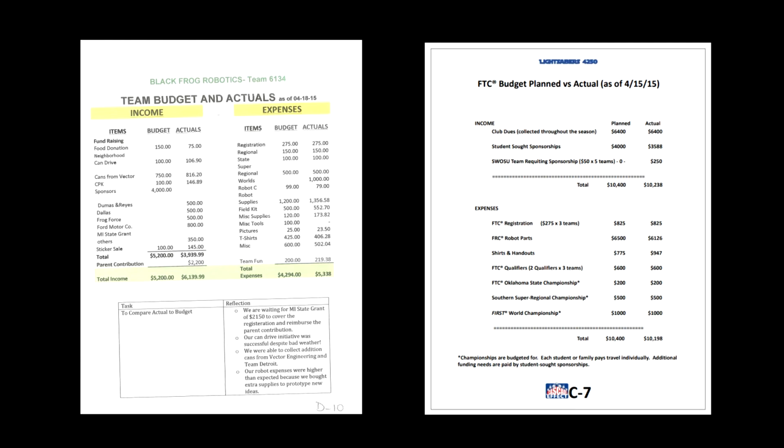To the right is a page of Team Lightsaber's budget from their business plan. Team Lightsaber's journal is one of the 4 example journals that FIRST provides. As you can see, they have the sources of income with how much they planned on receiving from each source and how much they actually got. And then they have how much they plan to spend on each different aspect of the challenge, compared to how much they actually spent. On the left is a page from Team Black Frog's budget. Their journal is another of the FIRST example journals. Their budget is similar to Lightsaber's, except it has a reflection on the end with notes on the budget.